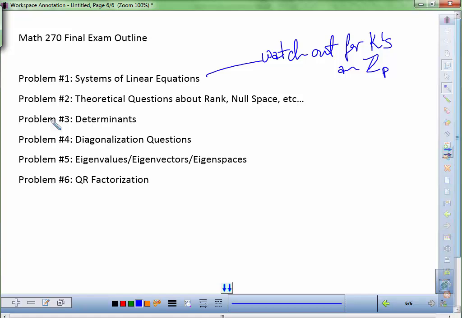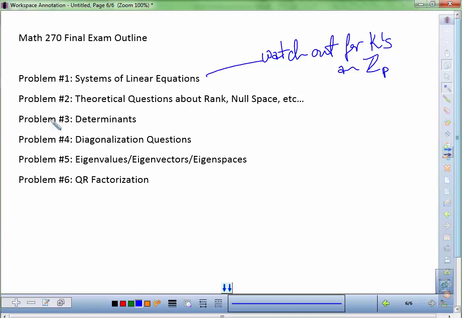There are no applications, correct? No Markov chains, no closed economic models, and no transformations. I didn't have room for transformations either, so that got knocked out.